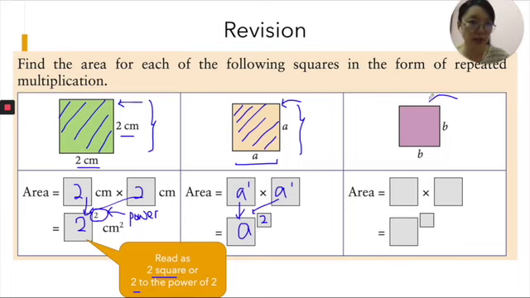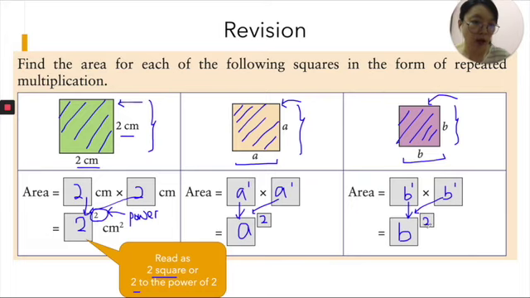Let's look at this. Again, I want to find the area of this pink square. My length here is b, and my length here is also b. So b times b, same variable, happens 2 times. So b repeats for how many times? 1 time, 2 times. So I put a 2 here. I can read this as b square, or b to the power of 2.